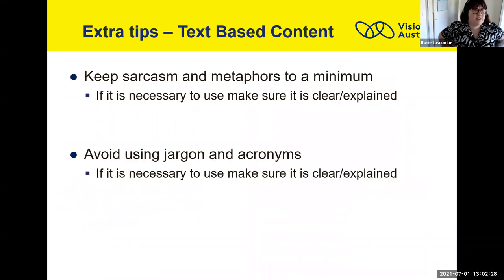Moving on to the final tips. One of my final tips is to keep sarcasm and metaphors to a minimum. If it is necessary to use them, make sure that they're clear and explained so that the purpose and meaning of your content is actually getting across to users. Some people with disabilities, such as autism, such as myself, find sarcasm and metaphors really hard to understand. And when companies are using them a lot, I just don't engage with it because I don't understand what they're trying to say to me. And so we should be keeping sarcasm and metaphors to a minimum. And if we are using them, we should be explaining them.